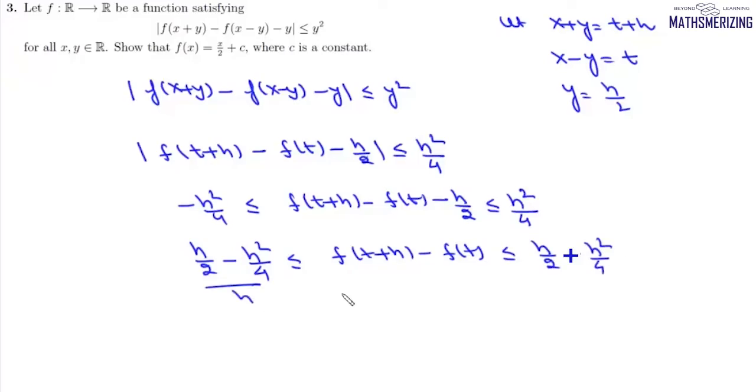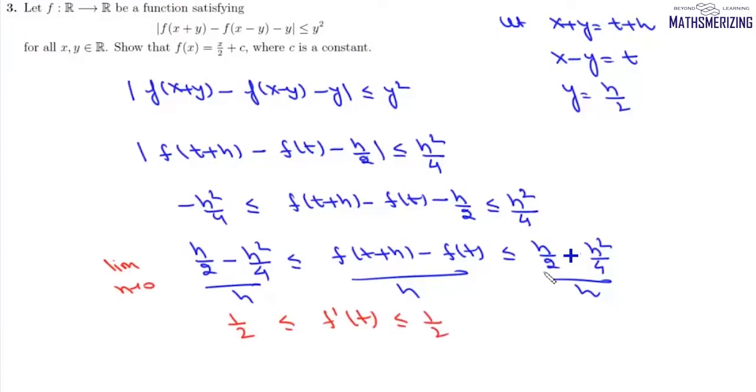Now we'll divide everything by h, and we'll take this limit h tends to 0. Now this value is 1/2. This is nothing but f'(t), and this limit is also 1/2. So from here we can say this f'(t) is 1/2.